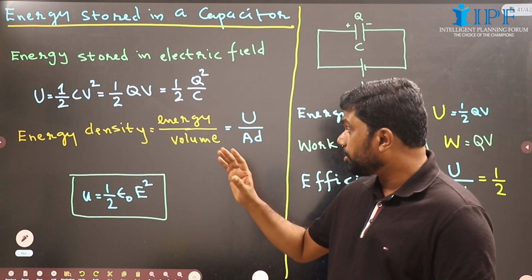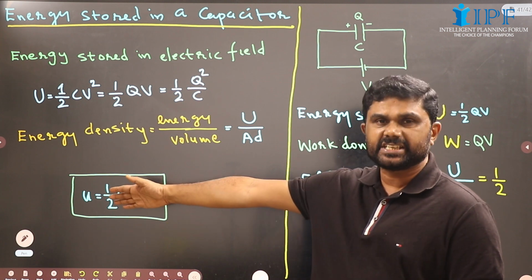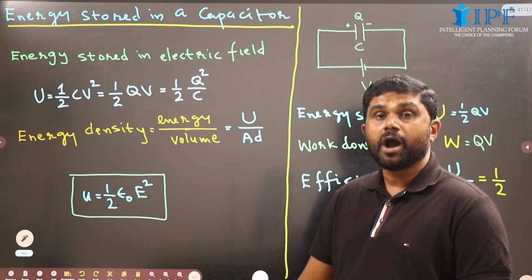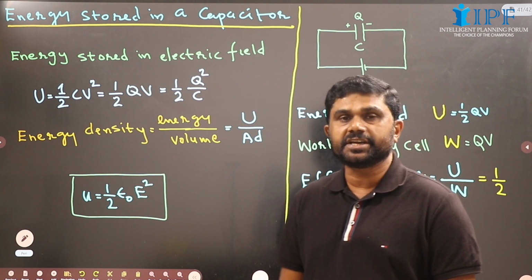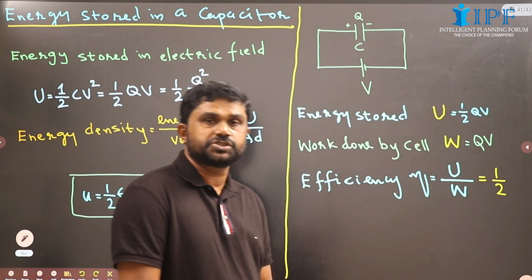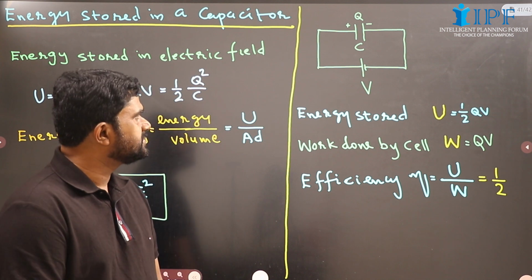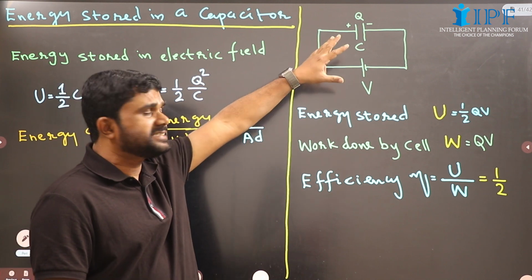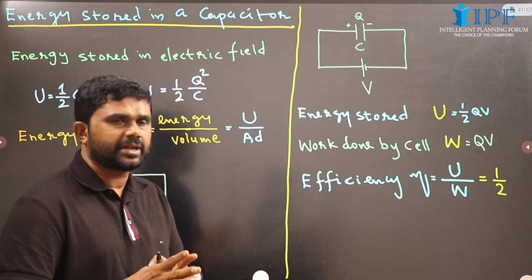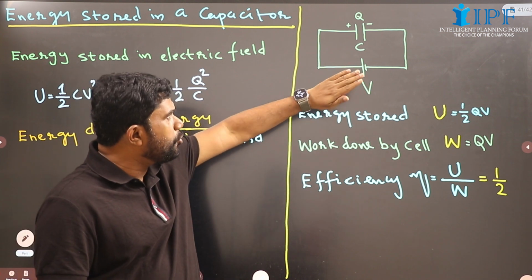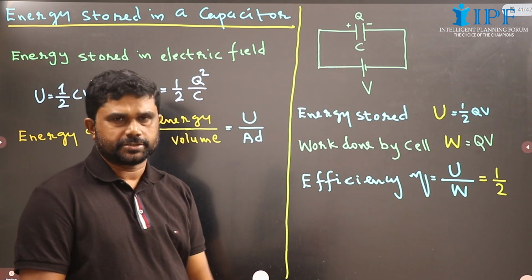This is an important expression that is represented by small u, and it is equal to half epsilon 0 E square, where E is the intensity of electric field and epsilon 0 is the permittivity of free space. Now see, we have a capacitance C connected across a source of voltage V. This complete voltage will appear across the capacitor.